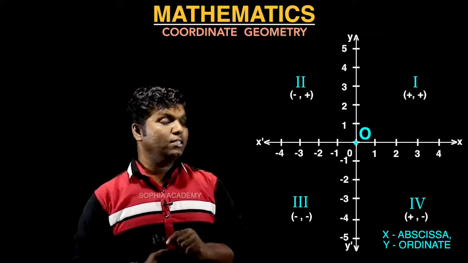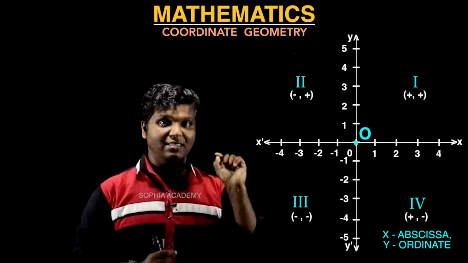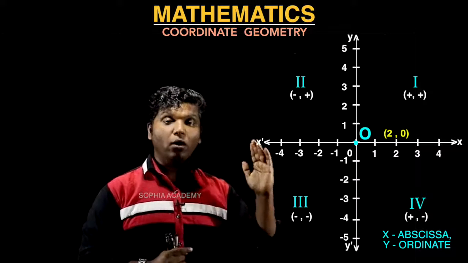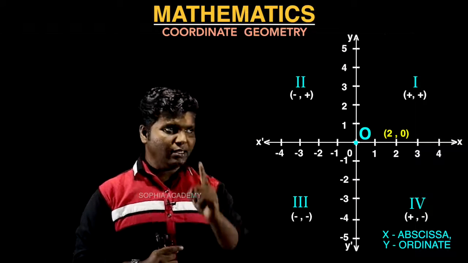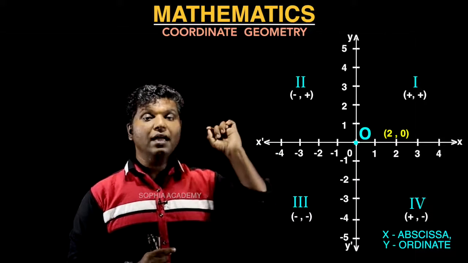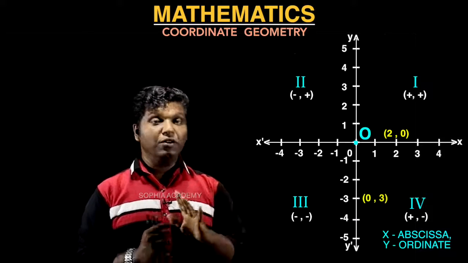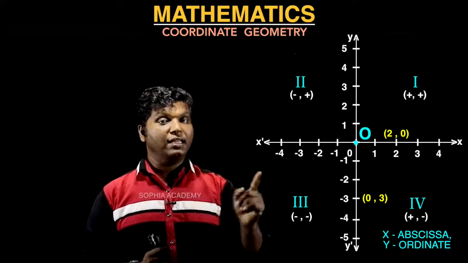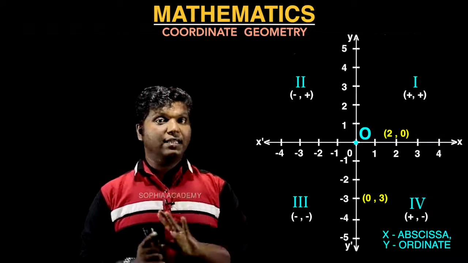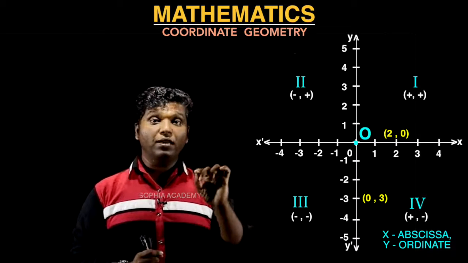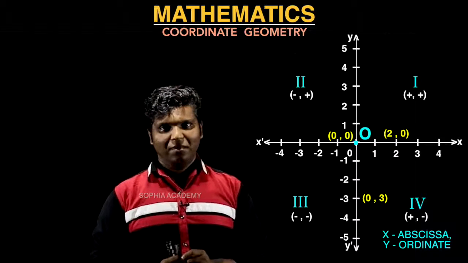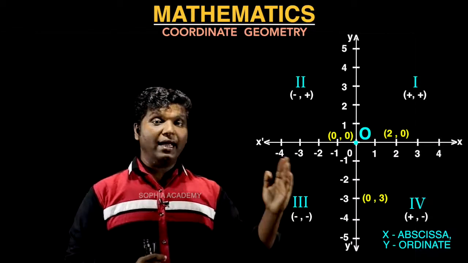Another thing you have to notice is that if the point belongs on the x-axis, then definitely its ordinate or its y-coordinate will be 0. At the same time, if that point is on the y-axis, then its abscissa or its x-coordinate will be 0. So if you see any point (0, 3), it means that it is on the y-axis, whereas (2, 0) will be on the x-axis. That's the difference. And the coordinate of the center, that means the middle point, the origin, is (0, 0). Is that clear?